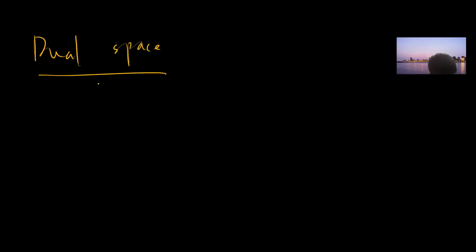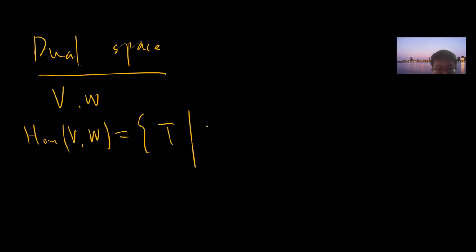Okay, so many people like to say this, but I think up to now, I want to do a systematic approach for this dual space. So let me just give a definition. Given two vector spaces V and W, I can construct Hom(V, W). Basically, it's all the linear transformations from V to W.